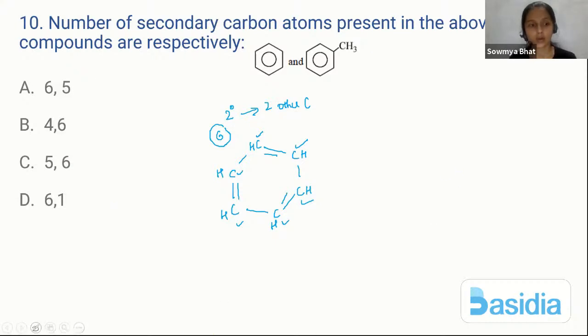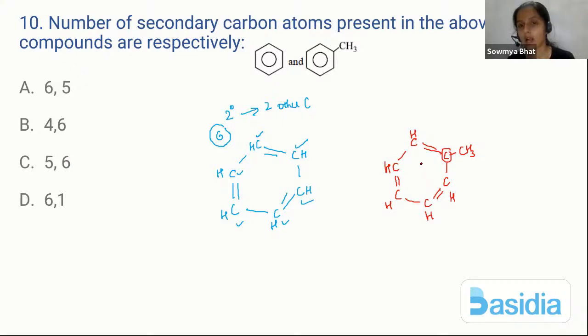And go to the second compound now. In the second compound, one of the hydrogens in the same structure is replaced by CH3. Rest, everything is the same. Now what happens? This becomes a tertiary carbon. Rest are unchanged. So again, they have just the secondary carbon. So there will be 5 secondary carbons. So the correct answer would be option A.